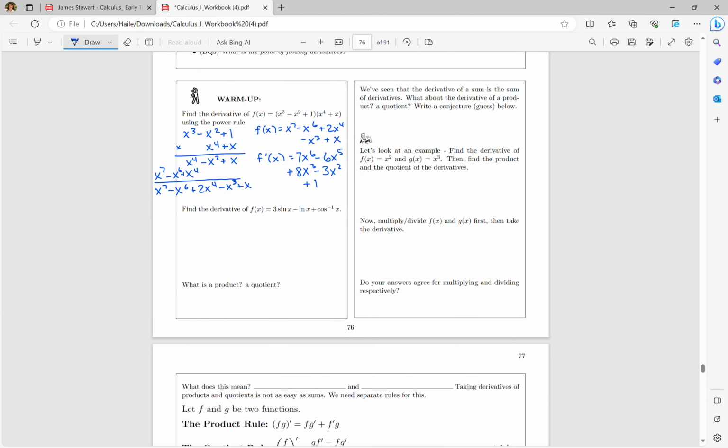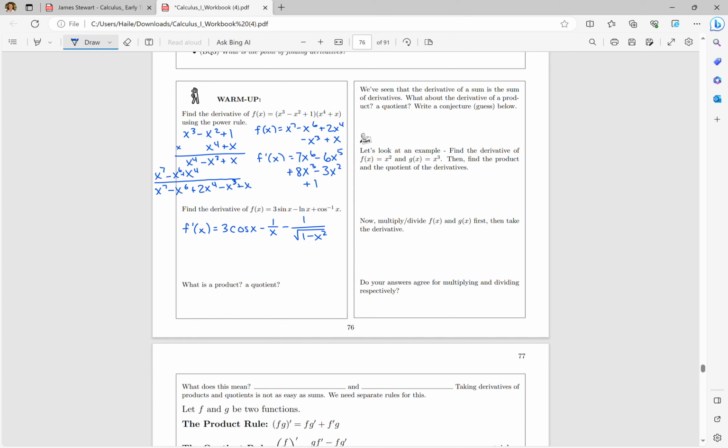Now we want to find the derivative of f of x equals 3 sine of x minus ln of x plus cosine inverse of x. These are just three derivatives from your table in lesson 7. Remember, you should be learning these by now, because you're going to be using them throughout this unit. So f prime of x is equal to 3 times the cosine of x minus 1 over x minus 1 over the square root of 1 minus x squared.